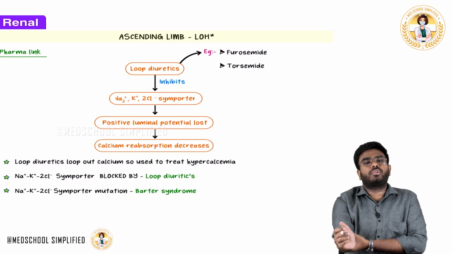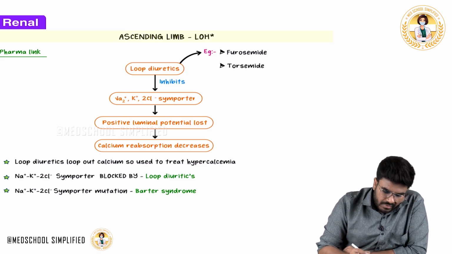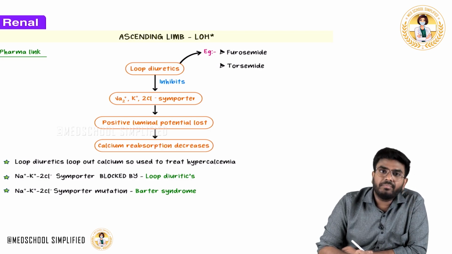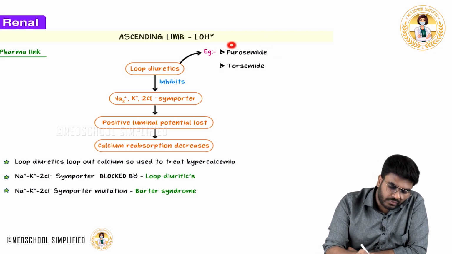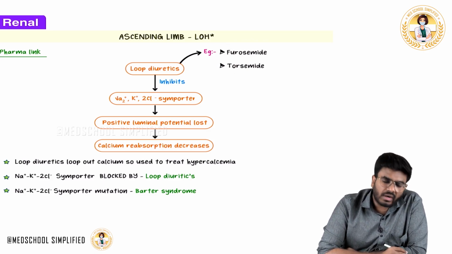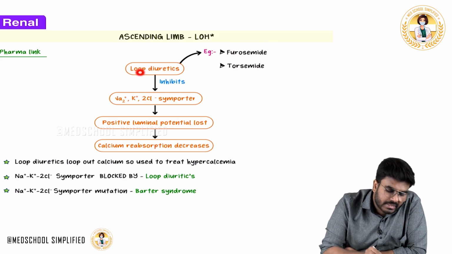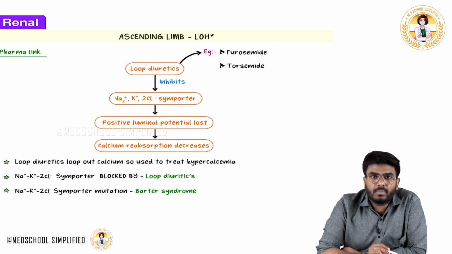How are they going to cause the more urination? In a simple way, we can say something like this. Loop diuretics are the drugs which are going to act on the ascending limb of loop of Henle. The examples of the loop diuretics include furosemide, torsemide, bumetanide, ethacrynic acid. All these are the loop diuretics. Now what will they do? How will they cause diuresis, more urination? This diuretic inhibits the sodium potassium 2 chloride importer on the ascending limb of loop of Henle.